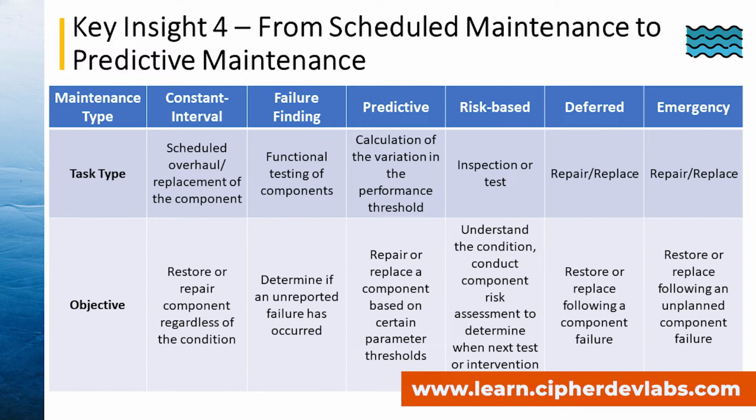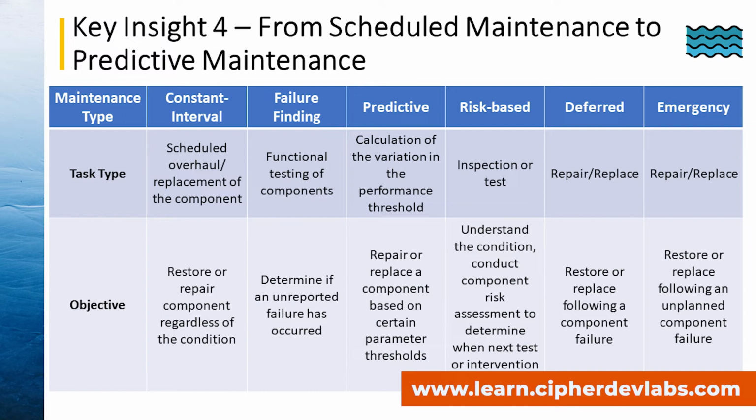Then there was predictive maintenance, so that was basically the calculation of the variation in the performance threshold. For example, if a certain equipment component has to operate between two temperature levels, it's checking if those parameters are met, and if there's any variations, if there's a very high temperature or a very low temperature than the thresholds when operating.